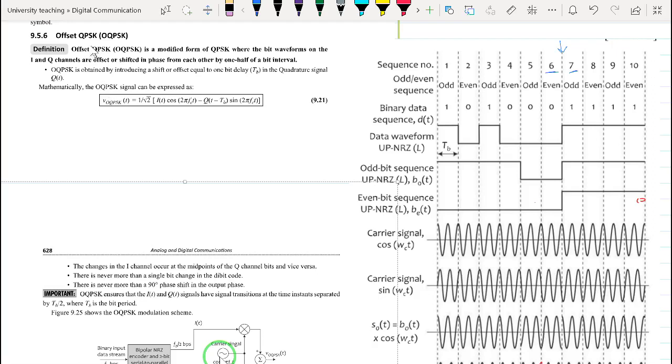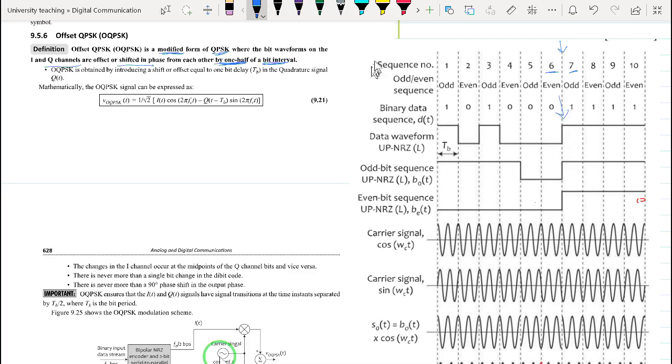So we discussed the OQPSK, and we see now that OQPSK is a modified version of QPSK, and in this case, we say that one of them, in particular the Q channel or the quadrature channel, is shifted in phase by delaying the bit stream in that channel by half of the bit interval. So you don't delay the full bit interval, but you delay by half of the bit interval. So by that, what that achieves is that the transitions do not happen at the same time.